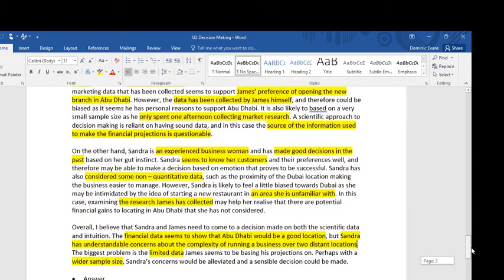Okay, so hopefully that helps you revise intuitive versus scientific decision making, but also gives you some support in how to read a case study and how to construct an argument that's focused on the question using the information in the case study.